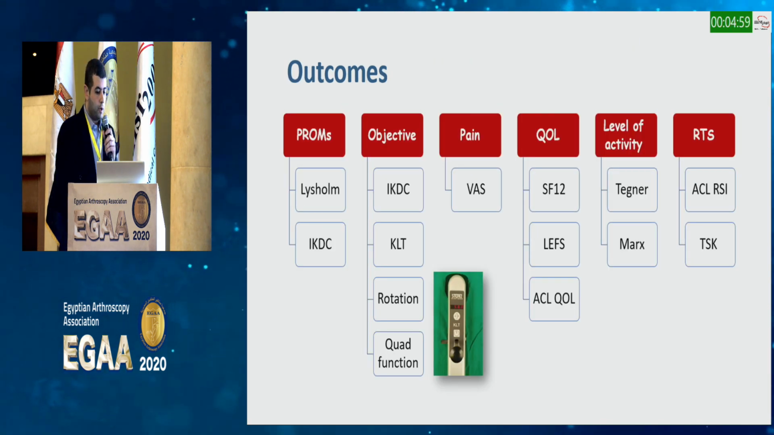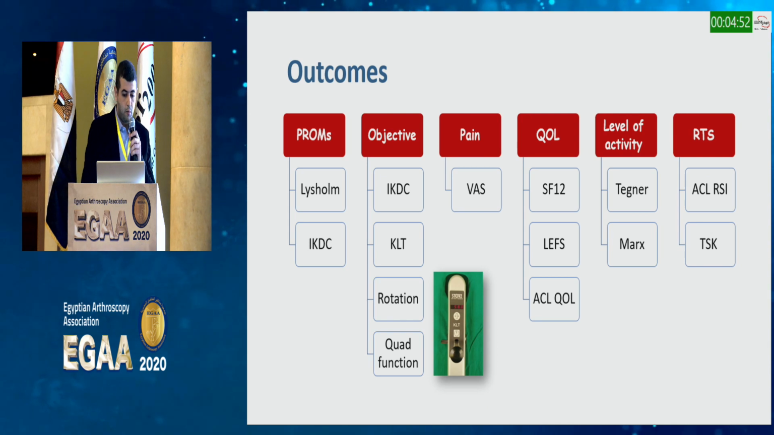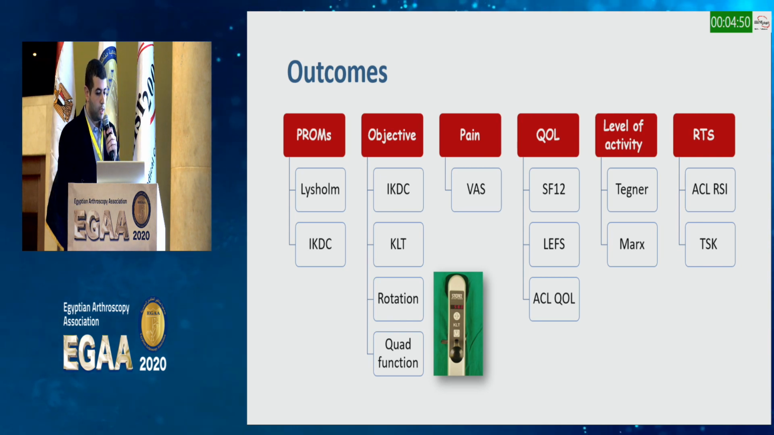Patients were assessed for the primary outcome, which is improvement in the patient-reported outcome, Sholem and IKDC. And the secondary outcomes were objective assessment using the IKDC and the KLT for instrumental anteroposterior instability, rotational instability, and the quadriceps function. Pain was assessed using a VAS score.